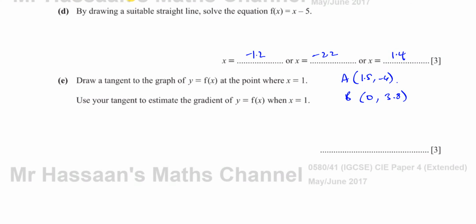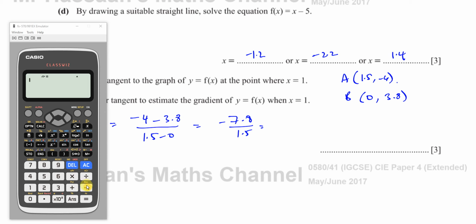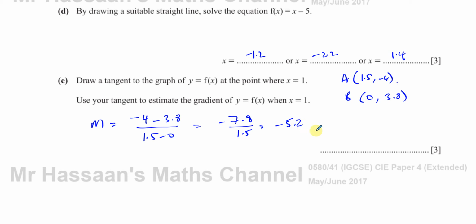Okay, so these were the 2 points. We know that the gradient between 2 points on a straight line is given by the change in y over the change in x. So it's going to be -4 minus 3.8 over 1.5 minus 0. So it's minus 7.8 over 1.5, which is minus 5.2. Okay, that's the value of the gradient.